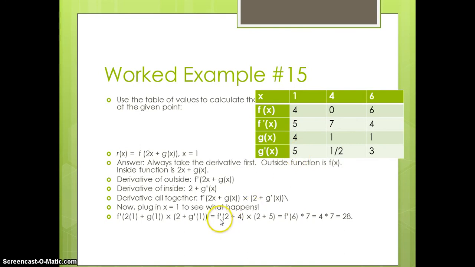So when we plug in, we get f prime of 6 times 2 plus 5, which is 7. F prime of 6 is equal to 4. 4 times 7 is equal to 28. So remember, take the derivative first, then plug in.